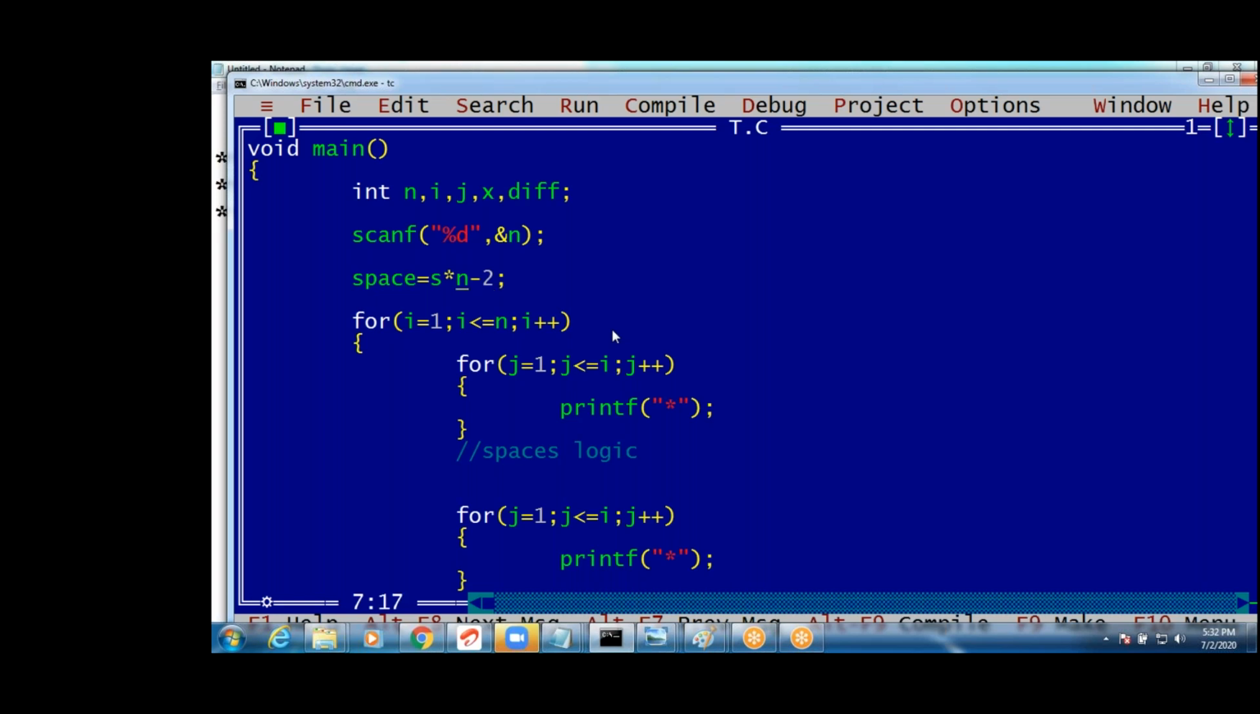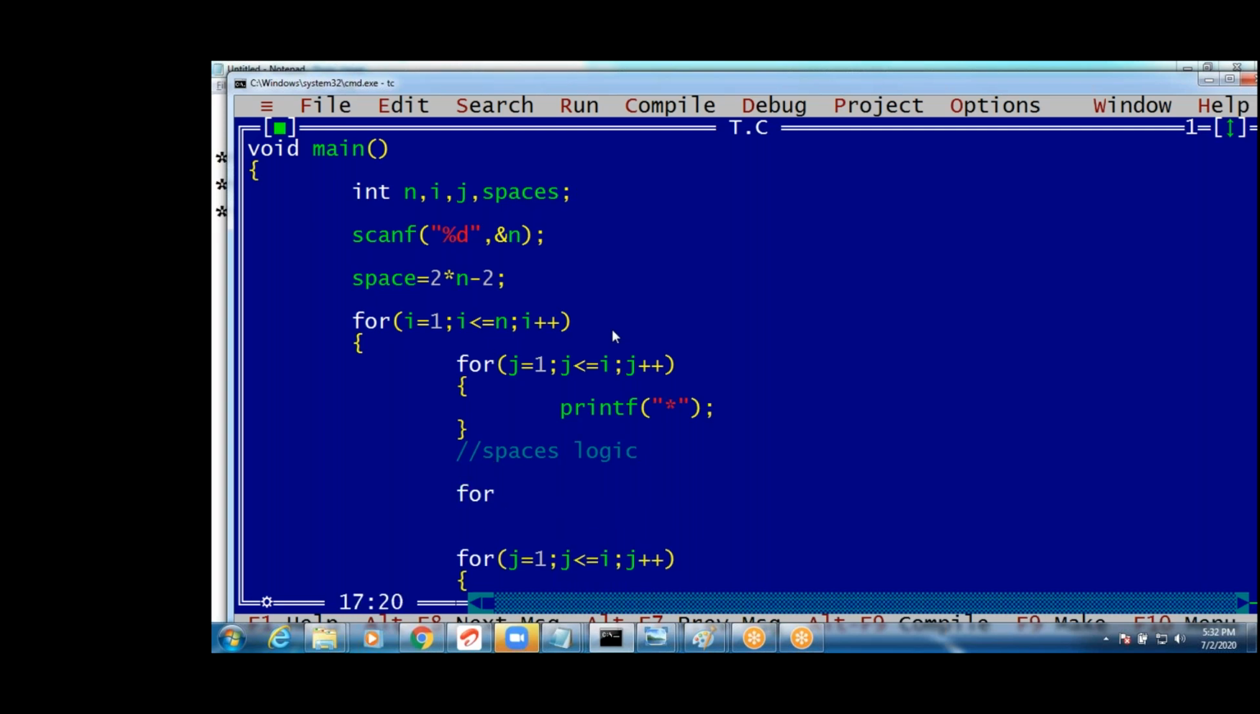For the spaces logic, can I take a k value? Yes, k equals 1, k less than or equals to spaces, k plus plus. I'm writing k equals 1, k less than or equals to spaces. Print a space. However many spaces, that many times this loop will execute.